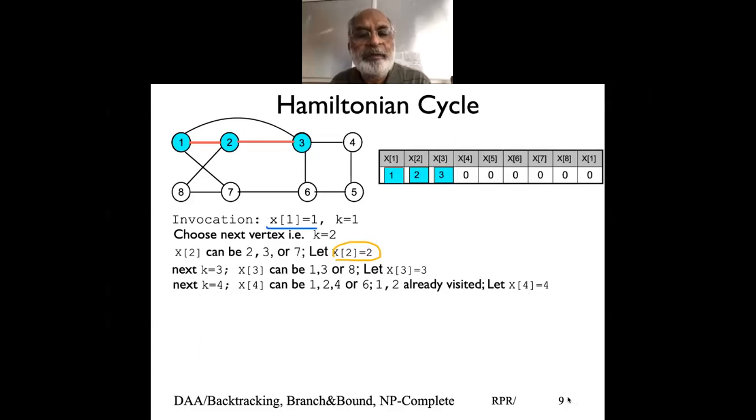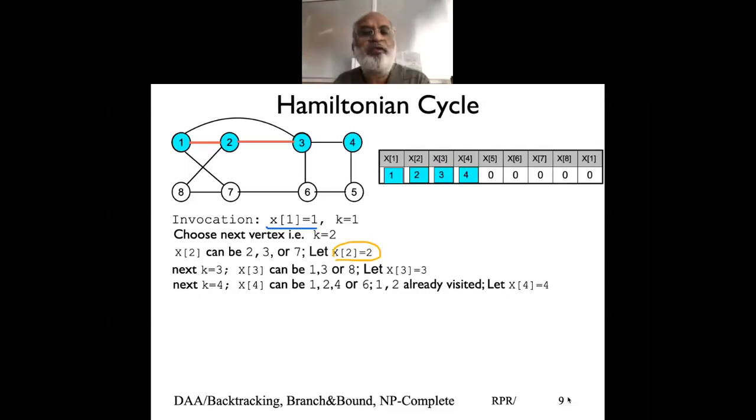Okay, sorry, from vertex 3, I can go to 4, I can go to 6, I can go to 1, or I can go to 2 as well. So for vertex number 3, 1 is connected, 2 is connected, 4 is connected, 6 is connected. But look, 1 and 2 are already visited. You can't visit them again. So we have to choose between 4 and 6. So let's say we choose x4 is equal to 4.